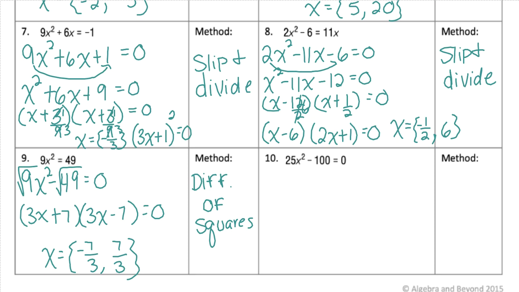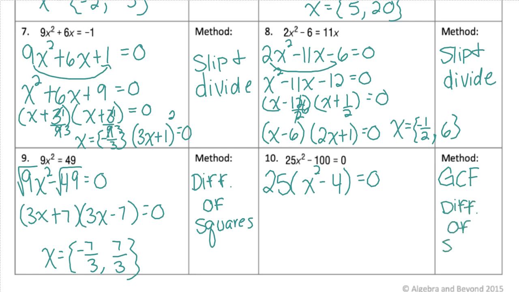Okay, last practice problem here. So on this one, I notice that there's a GCF. So both of those terms are divisible by 25. So I'm going to take that out first and then see what I'm working with. And when I do that, the quadratic that's left in parentheses, I still have to factor. And I notice that x squared and 4 are both perfect squares. So I'm going to do difference of squares again.